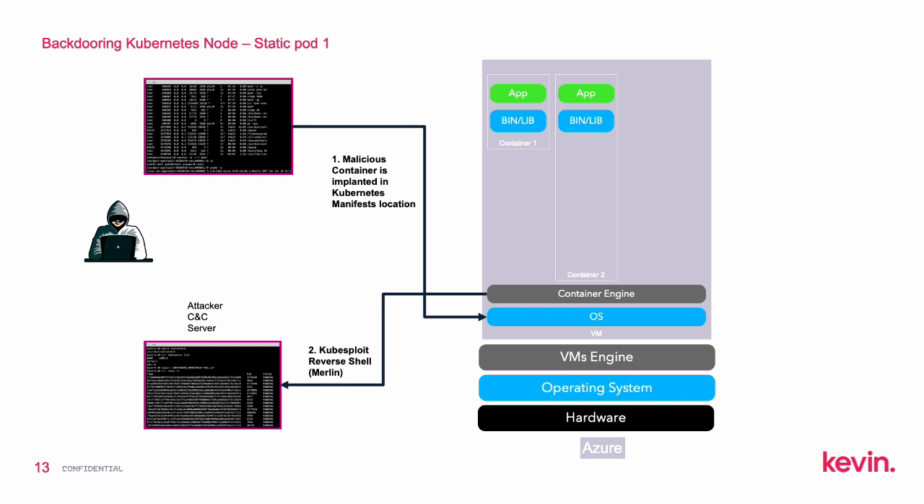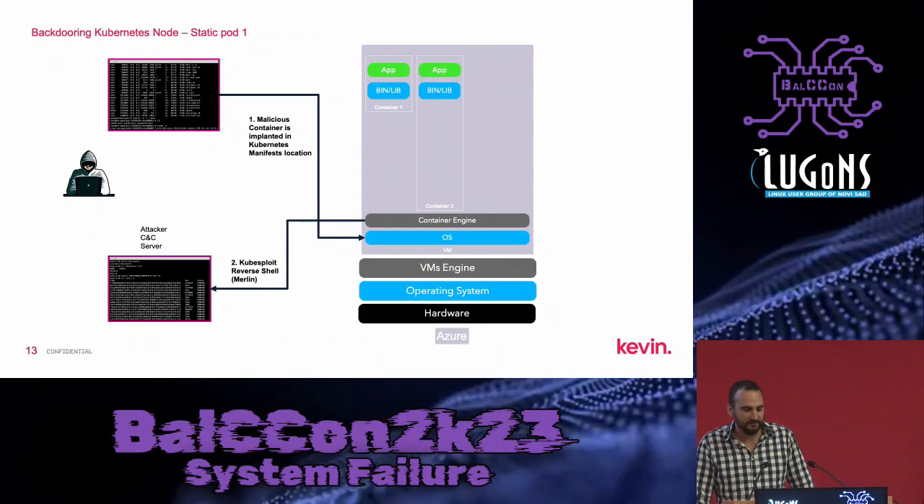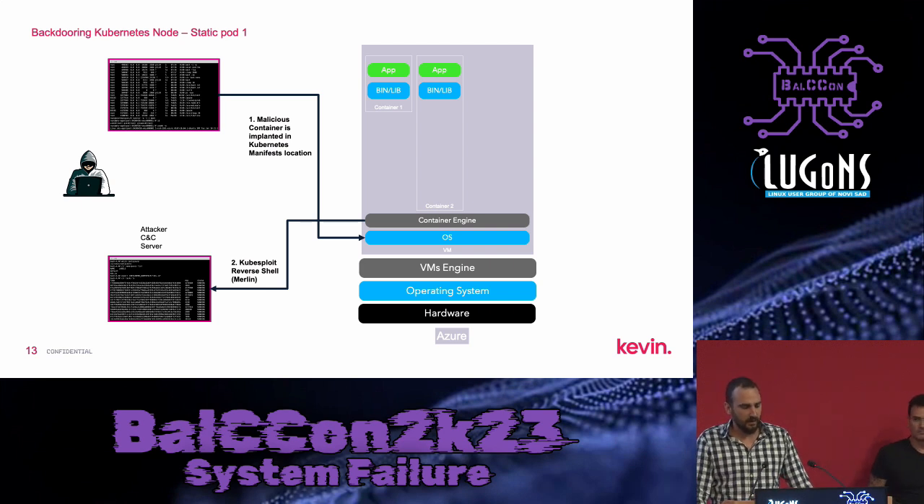For those who don't know what a static pod is, in a nutshell, in an ideal world you should have all the pods managed by the control plane. In the Kubernetes world we have an exception, and these are static pods, which are managed by the node. What can go wrong there? So what we're going to do is implant a malicious pod in the manifest location of the compromised node, and the node by itself is going to spin up the pod, and we are going to configure our listeners, set up our command and control infrastructure, and get a reverse shell. We're going to use Kubesploit for that.